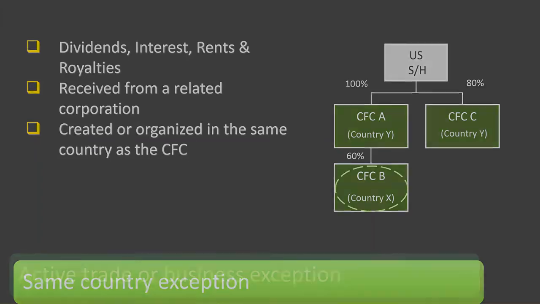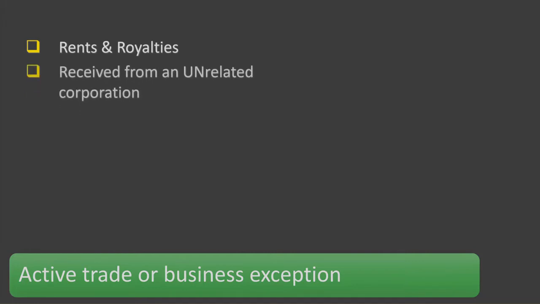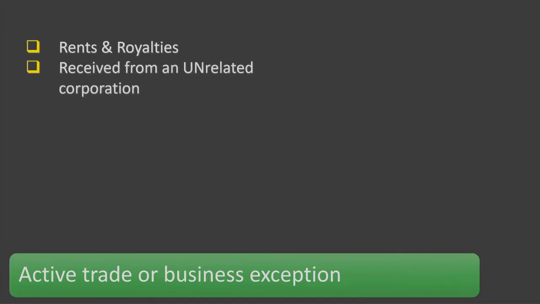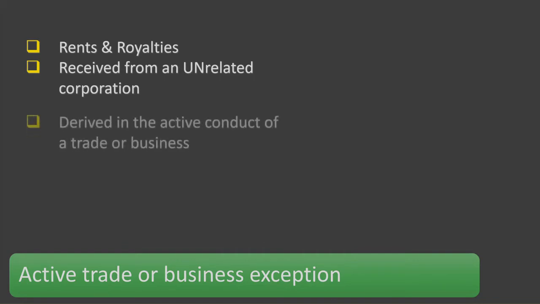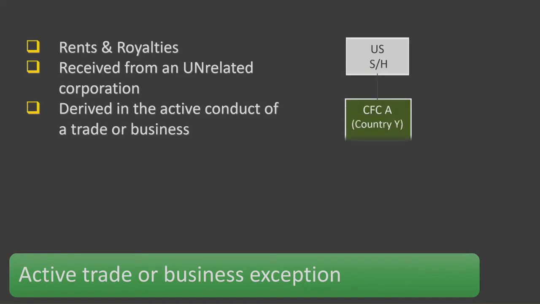The second exception we're going to talk about is the active trade or business exception. The active trade or business exception applies only to rent and royalty payments received by a CFC. Additionally, only payments received from unrelated parties qualify, whereas in our prior exception, it was related payments. The third requirement for this exception is that the CFC derives such income as a result of actively conducting a trade or business. Let's assume, again, we have a U.S. shareholder that wholly owns CFC-A in country Y. CFC-A receives rental income from an unrelated party also in country Y.